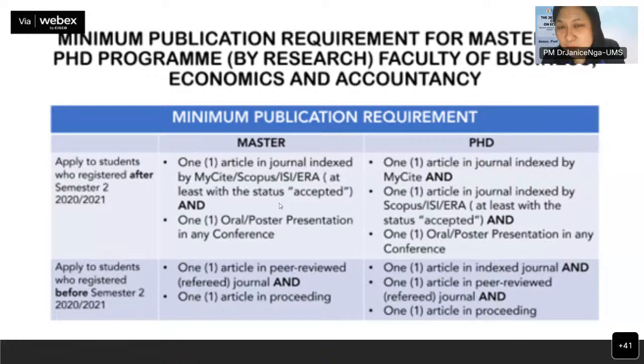Okay. So this is what you, I guess, already know. If you haven't yet, maybe you've got to jot it down somewhere, right? The minimum publication requirement for postgraduate study in UMS. This is applicable for students who register after semester 2, 2020-2021. For those students who registered before semester 2, 2020-2021, it is different.